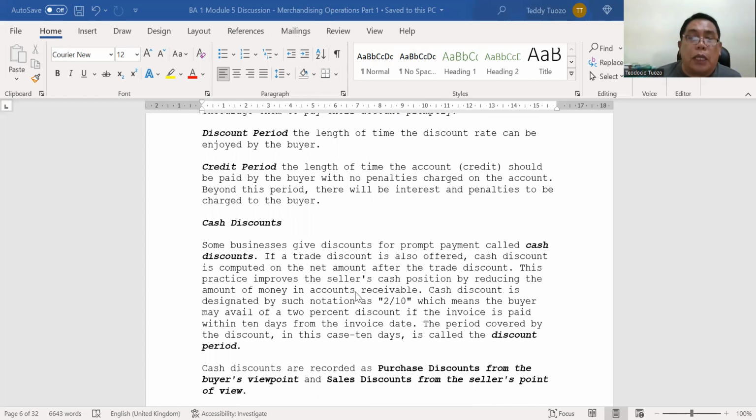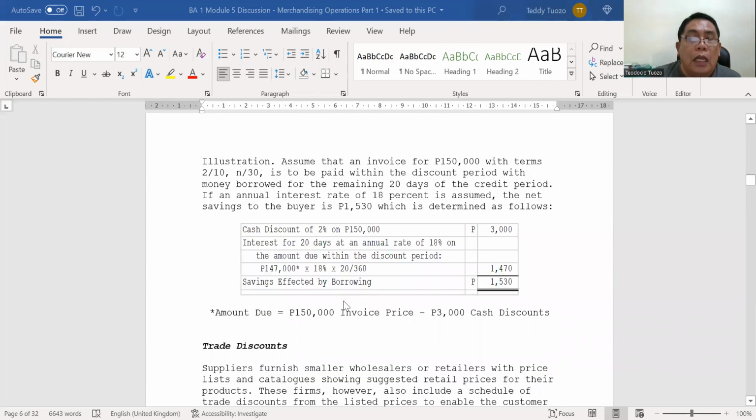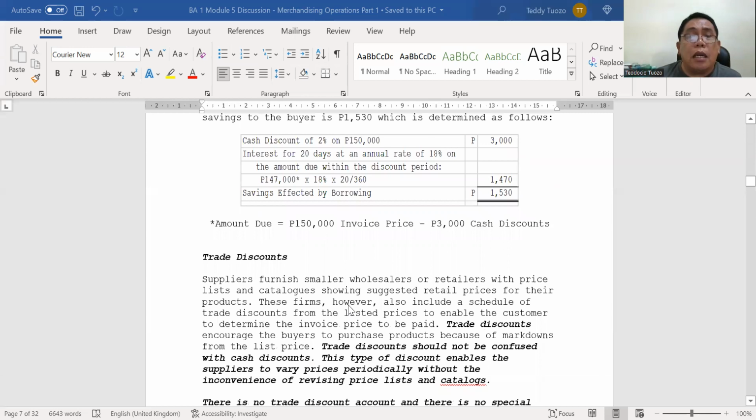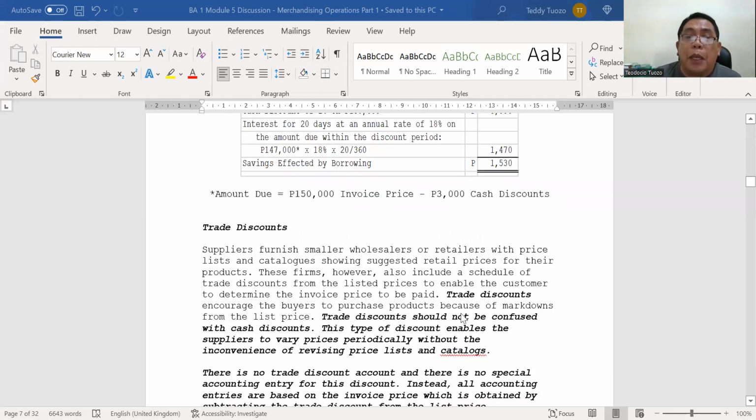What is a trade discount actually, class? Trade discounts apply when suppliers furnish smaller wholesalers or retailers with price lists and catalogs showing suggested retail prices of their products. These firms also include a schedule of trade discounts from the listed prices to enable the customer to determine the invoice price to be paid. The purpose of the trade discount is to encourage the buyer to purchase products because of the markdown from the list price. So when we have a sale, these markdowns are what we call trade discounts.